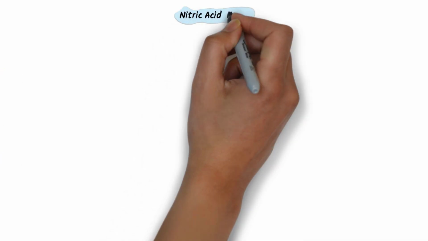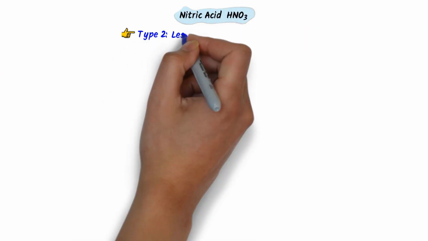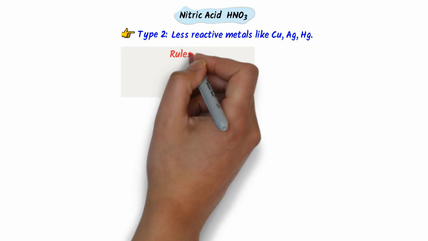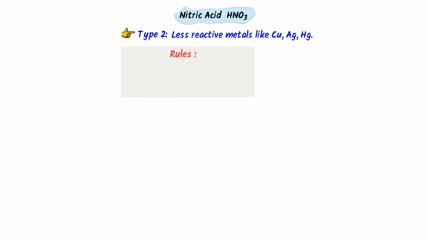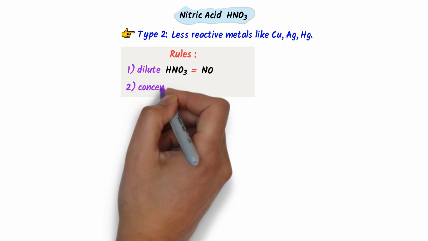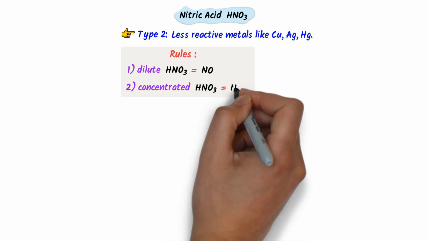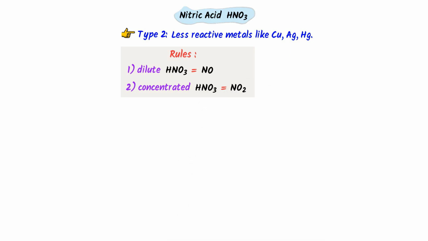Now we will learn type 2 reactions of nitric acid with less reactive metals like copper, silver and mercury. There are two important rules to crack these reactions. Firstly, if dilute nitric acid reacts with less reactive metals, nitric oxide gas or nitrogen monoxide gas is produced. Secondly, if concentrated nitric acid reacts with less reactive metals, nitrogen dioxide gas is produced.